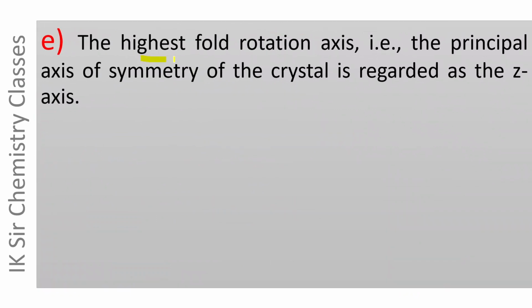The highest fold rotation axis, that is the principal axis of symmetry of crystal, is regarded as Z axis. The axis with highest order in a crystal is regarded as Z axis and it is called principal axis of symmetry.